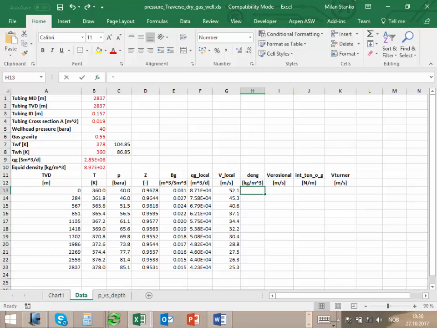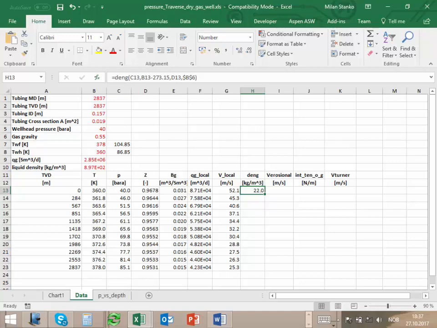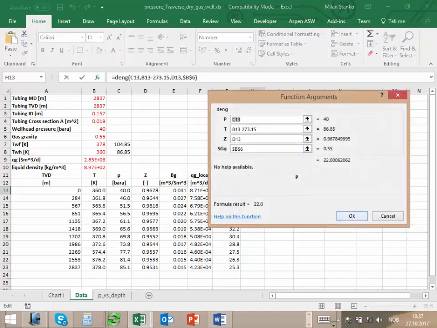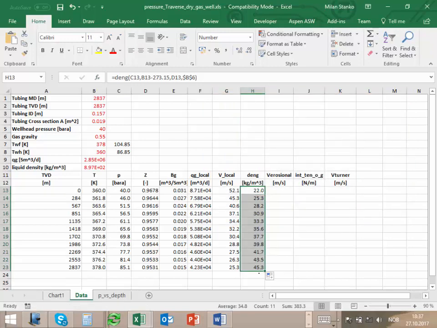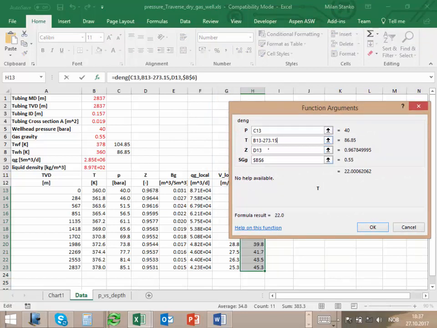Okay, so density, I'm going to use that function that I call density of the gas, and density requires pressure in bar, temperature in Celsius, so the temperature I have again to subtract 273.15 to have it in Celsius. Deviation factor, and then the specific gravity of the gas, I block it, and that gives me a density of 22. Let's check if everything looks fine. 22, and all the way down is 45. The density of the gas. Let me check that I am doing things correctly. Pressure, temperature is B13, deviation factor is D13, and B6, that's this number here. So that seems to be correct.